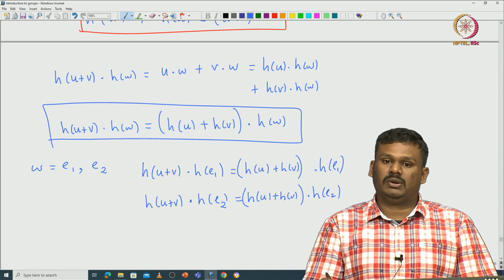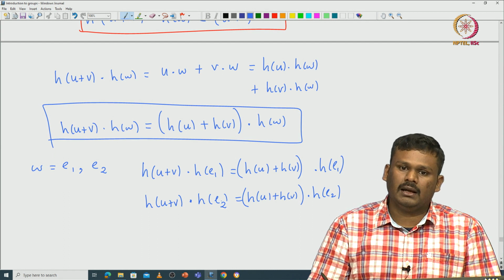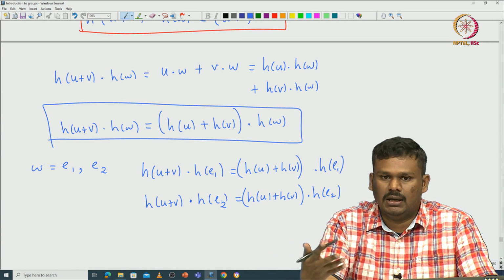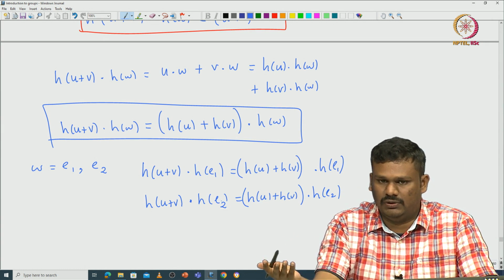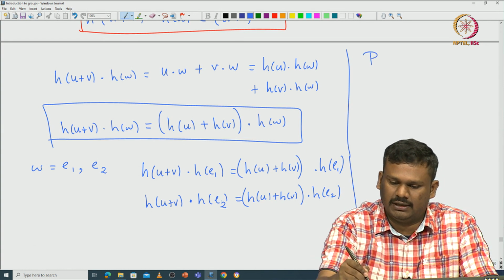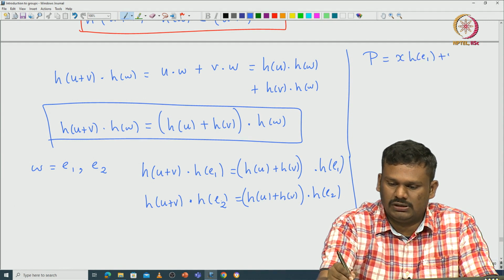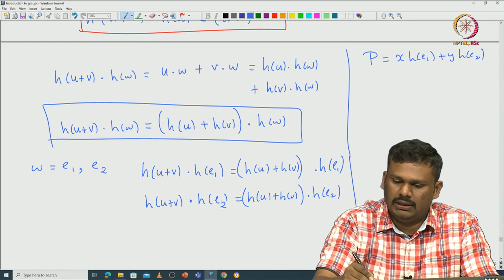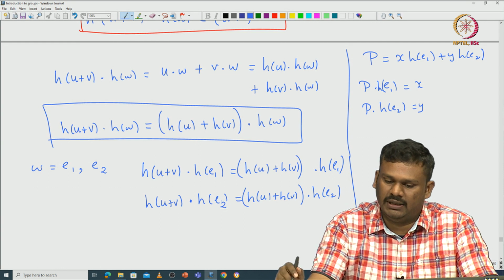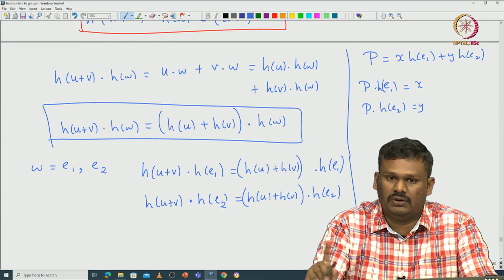Now, once you have an orthonormal basis, we have already seen that a given vector is uniquely determined by its inner product with H of E1 and H of E2. Let me just recall what we did. If you have a vector P and you write this as x H of E1 plus y H of E2, then P dot H of E1 is going to be x and P dot H of E2 is going to be y. So, x and y can be recovered by taking inner product with H of E1 and H of E2.